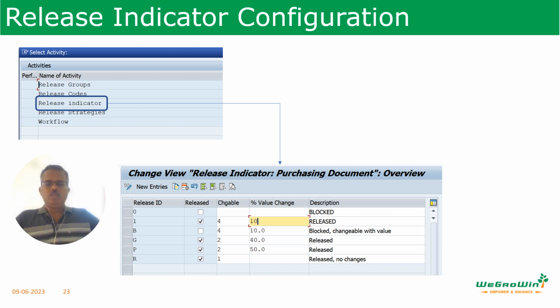And here we are talking about the release indicator. Select the indicator, choose it, and the release ID contains values like 0 means block status, and 1 means it is a release status. Like this, we are giving these names.